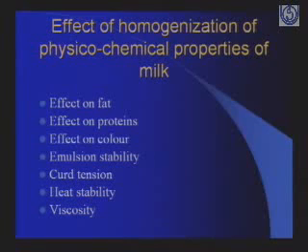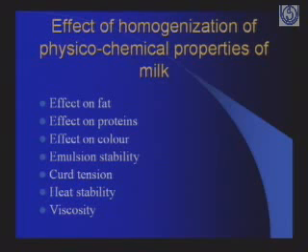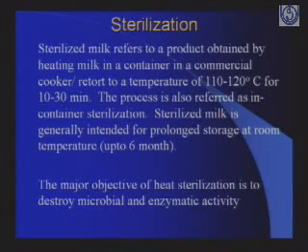Then the effect of homogenization on physicochemical properties of milk. Fat globules are decreased, so there is no formation of a fat layer or cream layer. Proteins are also affected: when there is an increase in surface area, protein from the serum phase or colloidal state migrates to the surface of the fat globules. Color shows more whiteness. Emulsion is more stable as there is no separation of fat. Curd tension is decreased, heat stability is decreased, and viscosity is increased. These are some of the effects.